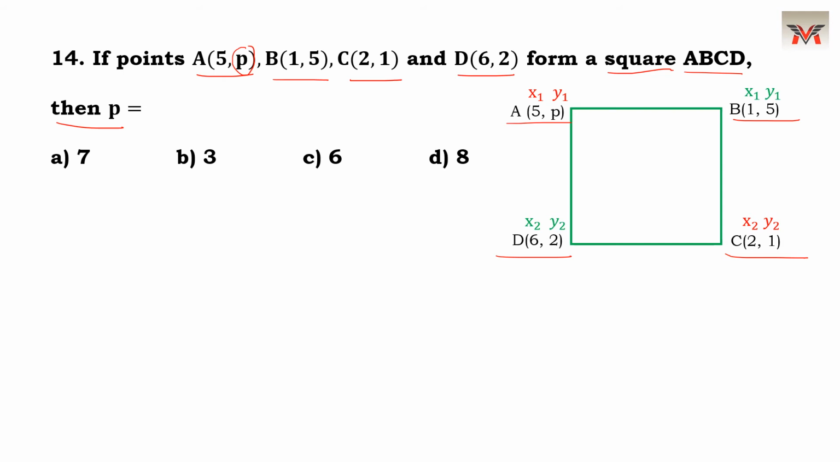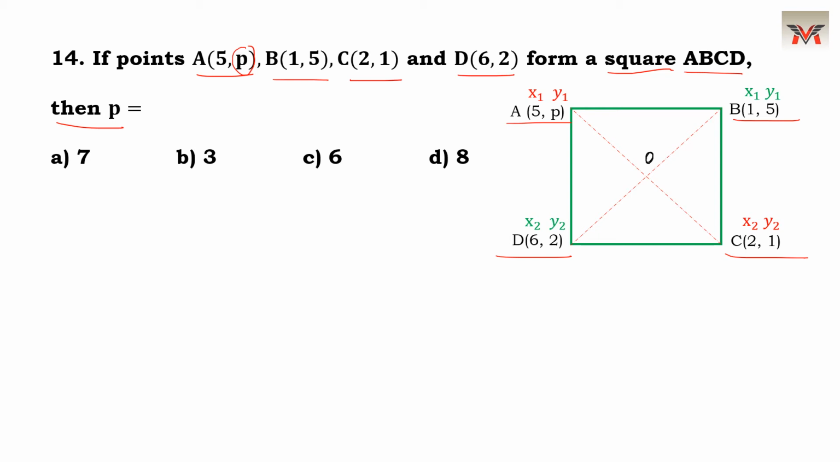Now we already know that a square has diagonals, correct? And the diagonals will bisect each other. So this intersection point will be the same for both AC as well as BD. That is, the midpoint of the diagonals is the same, isn't it? Therefore, if we consider this point as, for example, O, then the coordinates of point O are the same for AC and BD, correct?